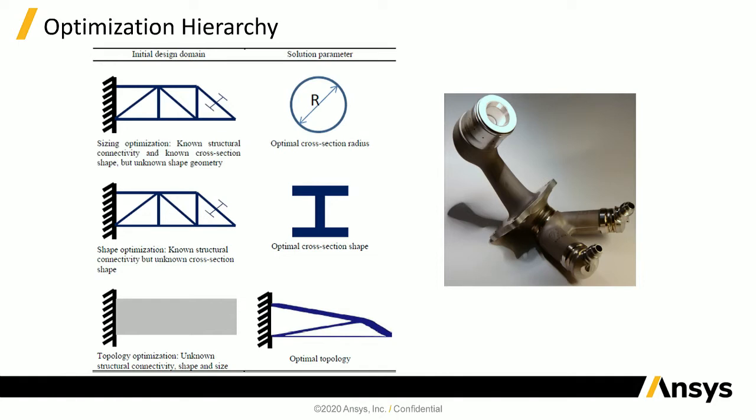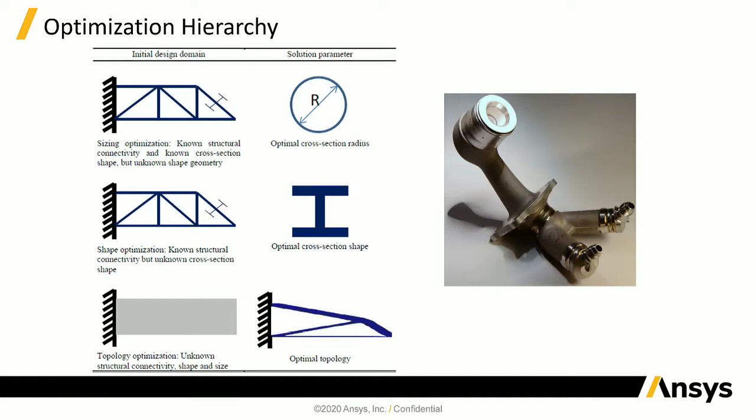After that, we can start to optimize the shape. And so we're still using that same truss structure. And really all we're doing is, rather than using a constant cross-section or a fairly uniform cross-section, we're going to tailor the shape of those load-carrying members based off of our constraints.